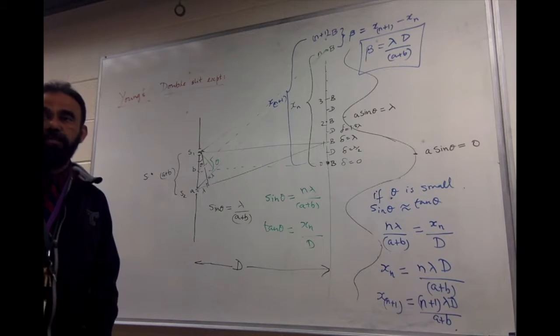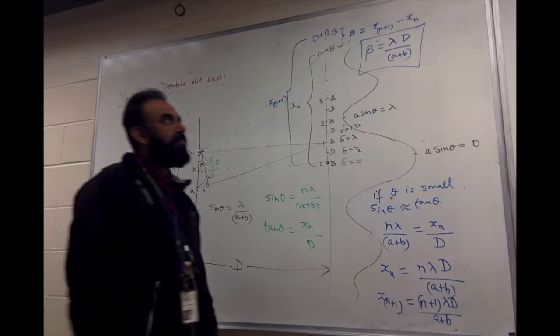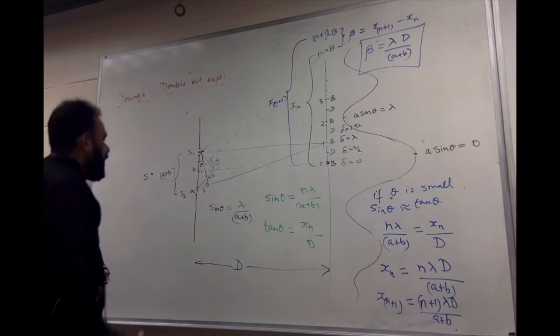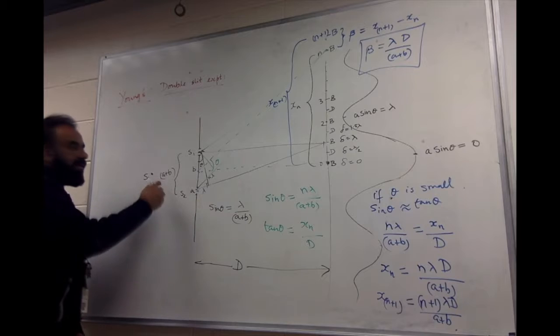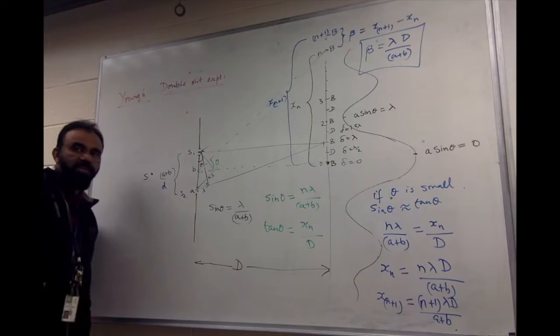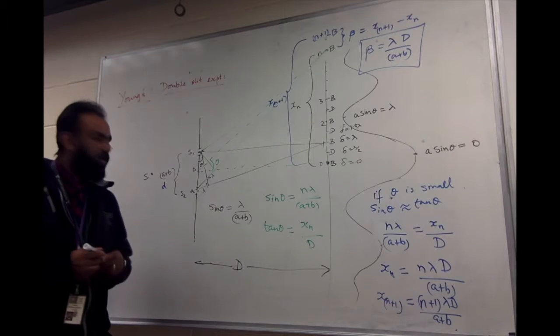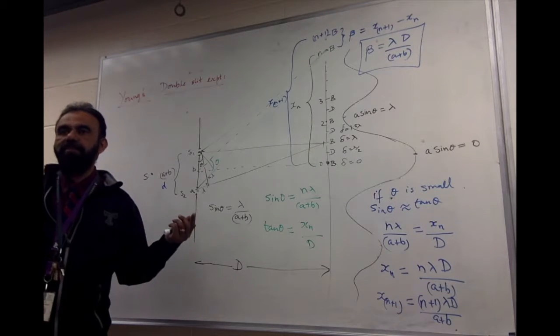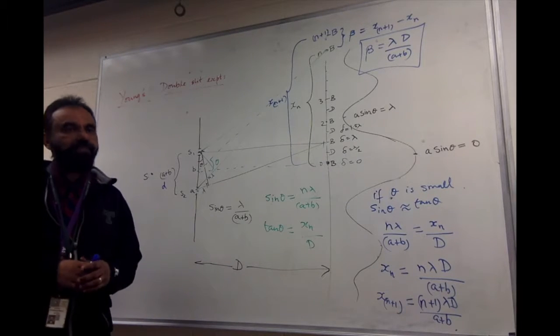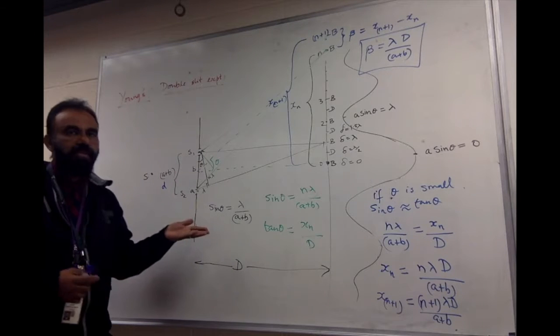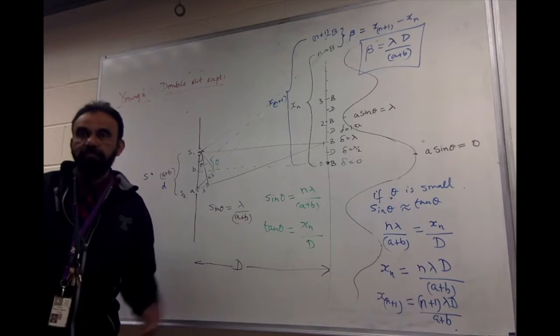How far apart are the bands? That's called bandwidth. Now, this a plus b can also be written as just d. D is the separation between the two slits. How far are the two slits apart? So, d.